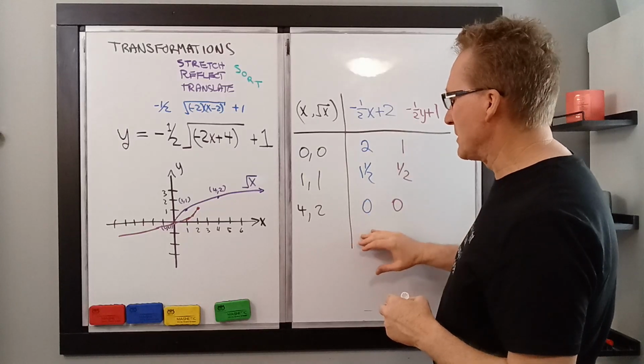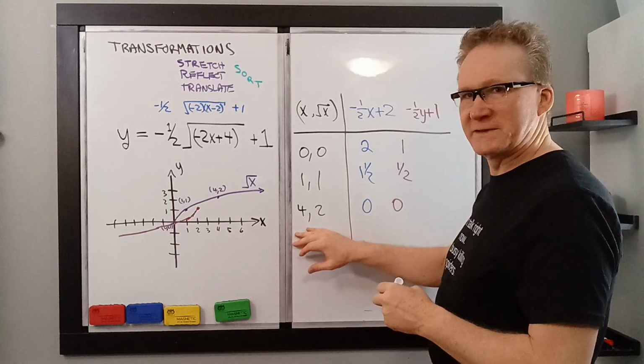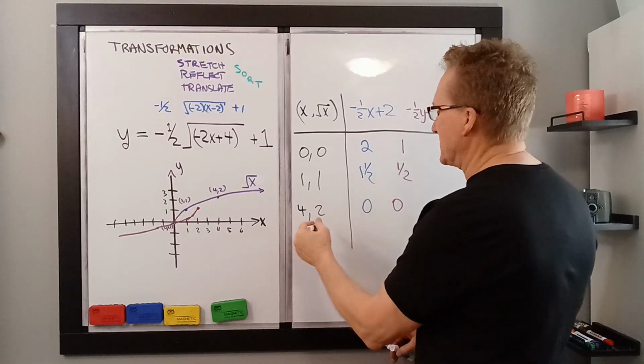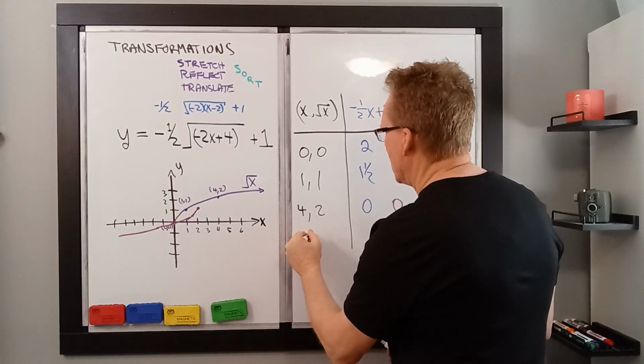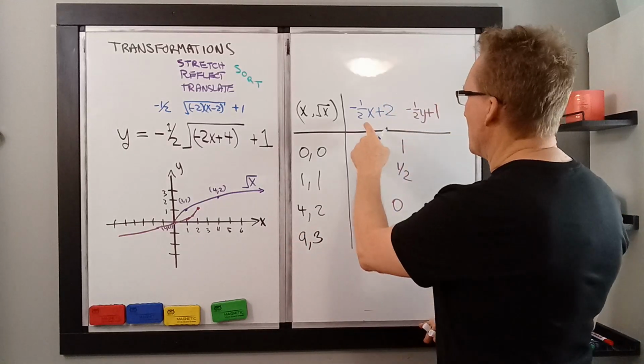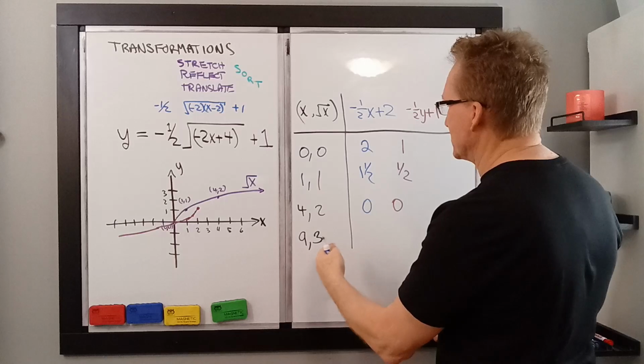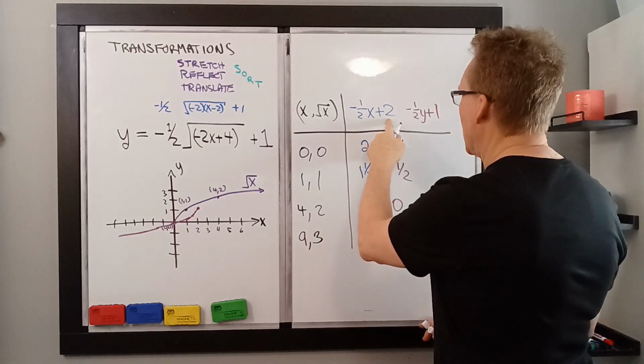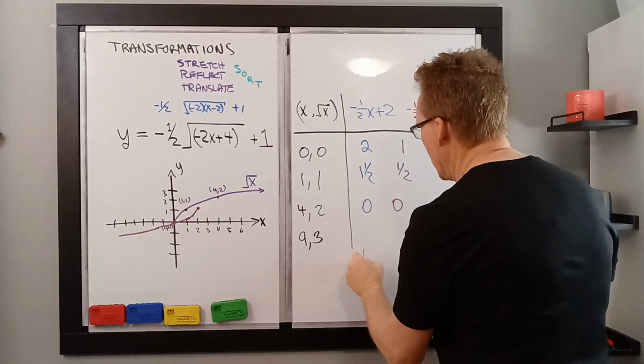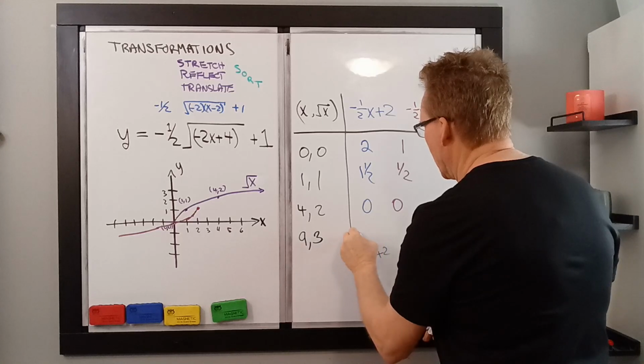If we had another point, maybe we could just use one more point and see what happens here. What would be the next one that has a nice square root? Well, that would be 9. The square root of 9 is 3. So -1/2 times 9 is -4.5. Add 2. We're going to get -2.5.